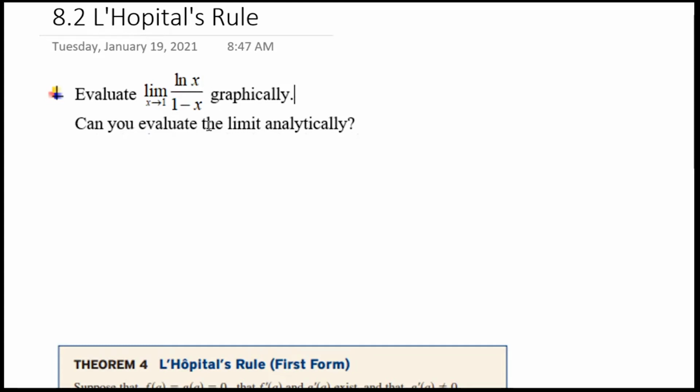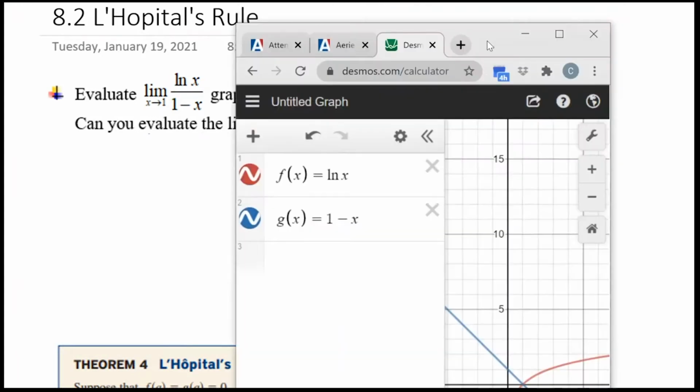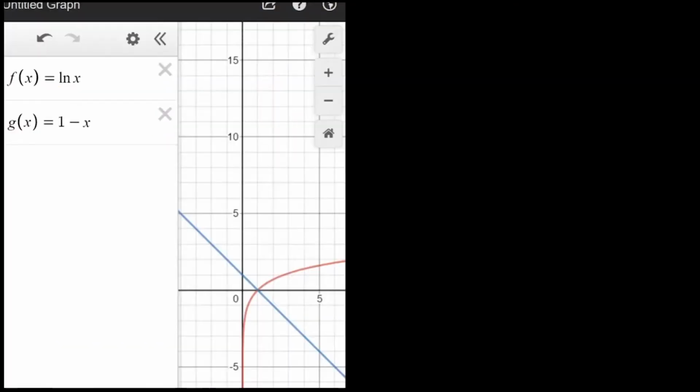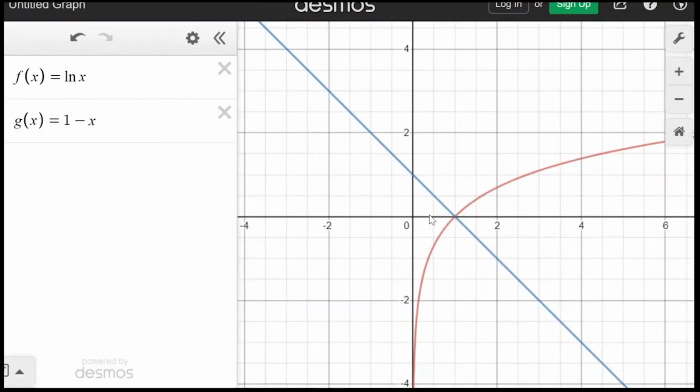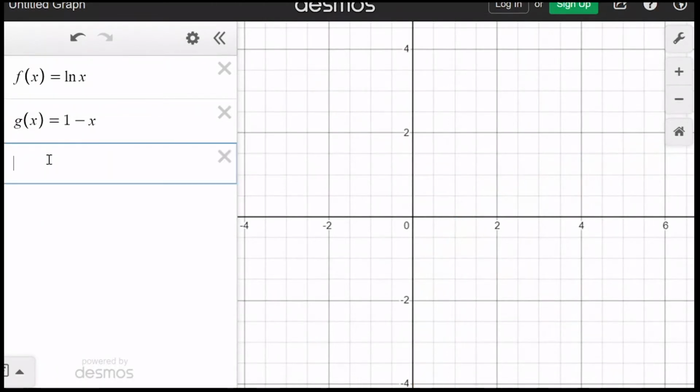Limit, right? Can we evaluate it graphically? Well, shall we Desmos it? Yeah, we can Desmos it, right? I have Desmos open. I have graphed these two functions separately. I can turn them off and then start a new function.